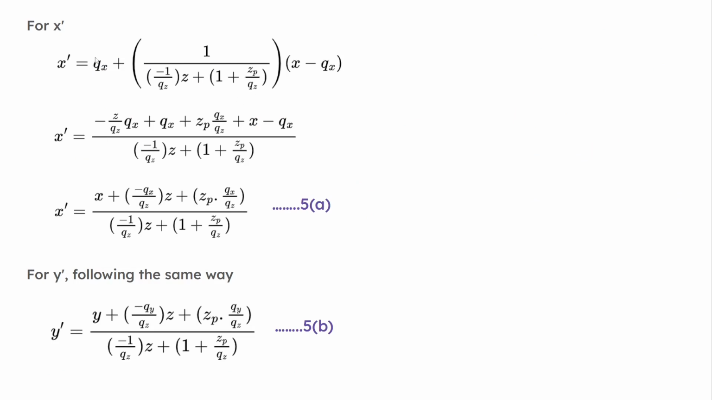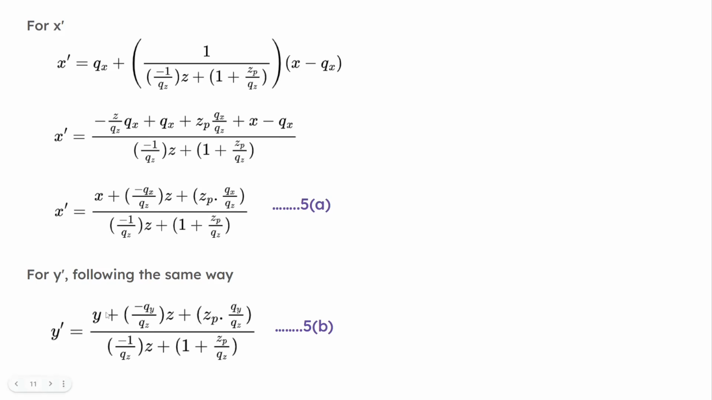So we have done qx plus this big term into x minus qx. We do some algebra here. So we do x prime and this whole sort of stuff, and this qx and qx will be cancelled out, and we'll end up with this big thing. We do the same thing for y prime.